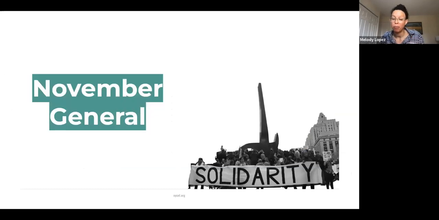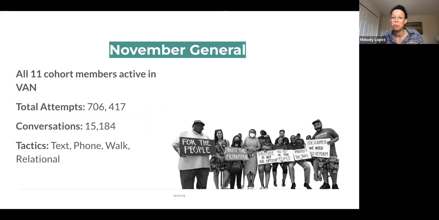So I'll take us to November, which has a few additional cuts of information, like turnout by tactic. In November, all 11 cohort members ran a program. This was the largest scale moment last year across all three elections, so you'll see that reflected. There were almost 200,000 more attempts in November versus June, and that's reflected in more conversations.